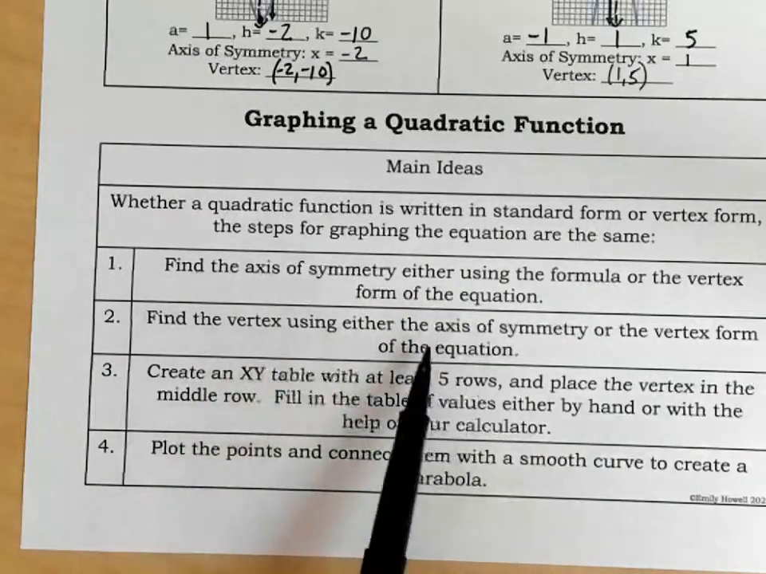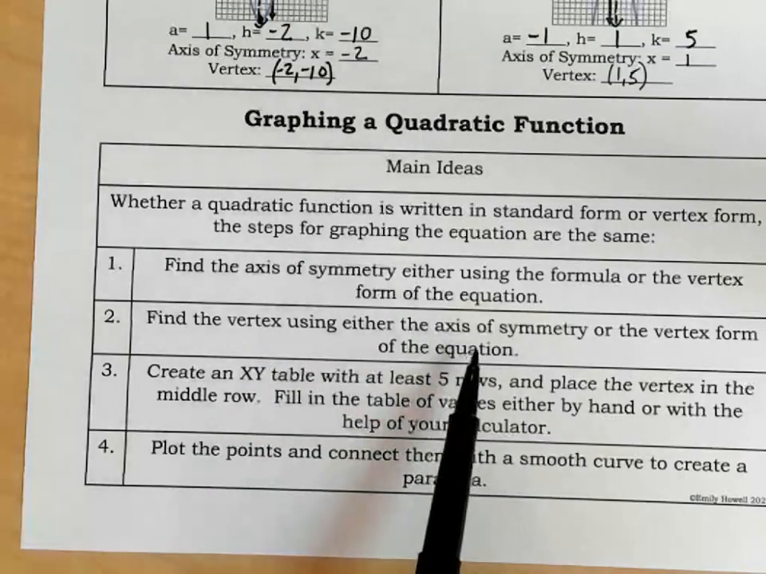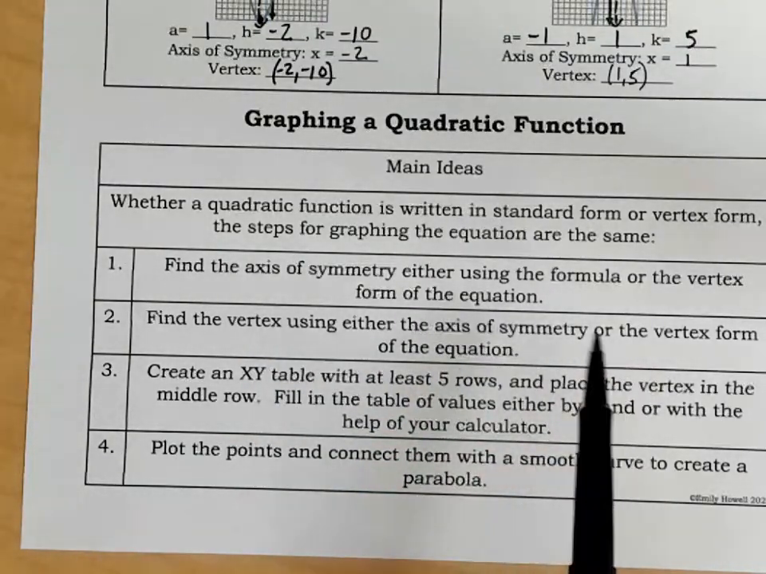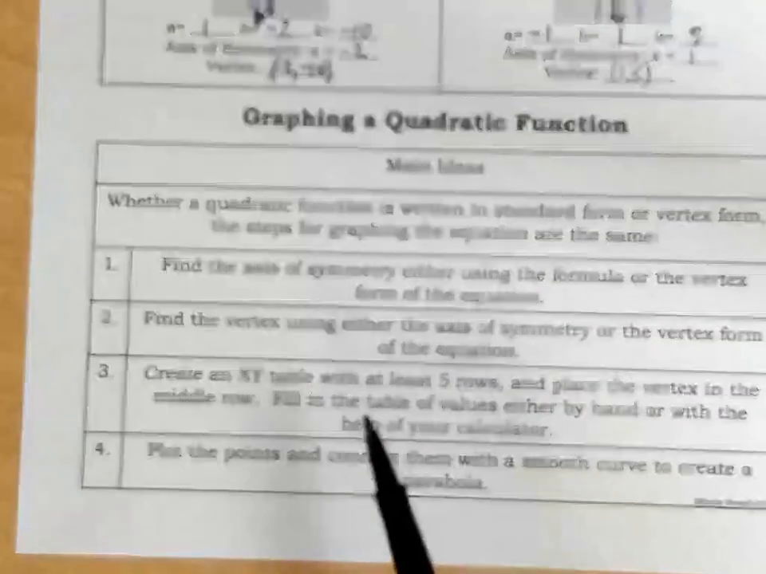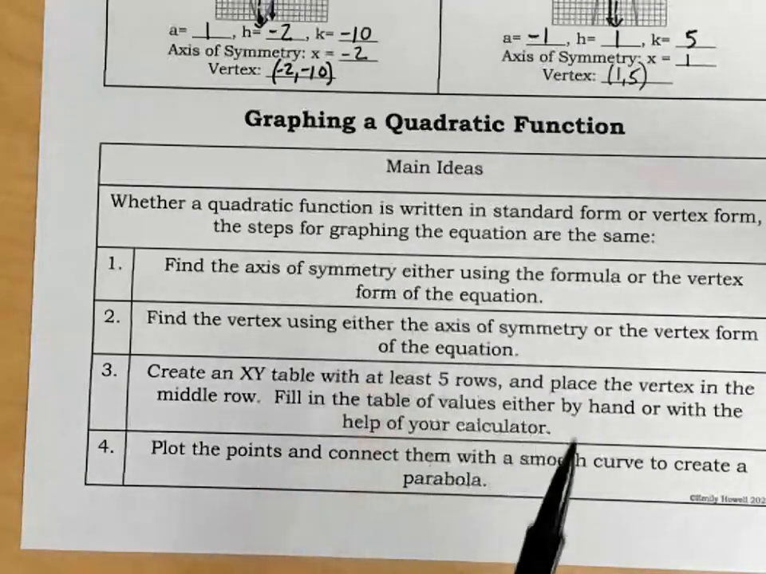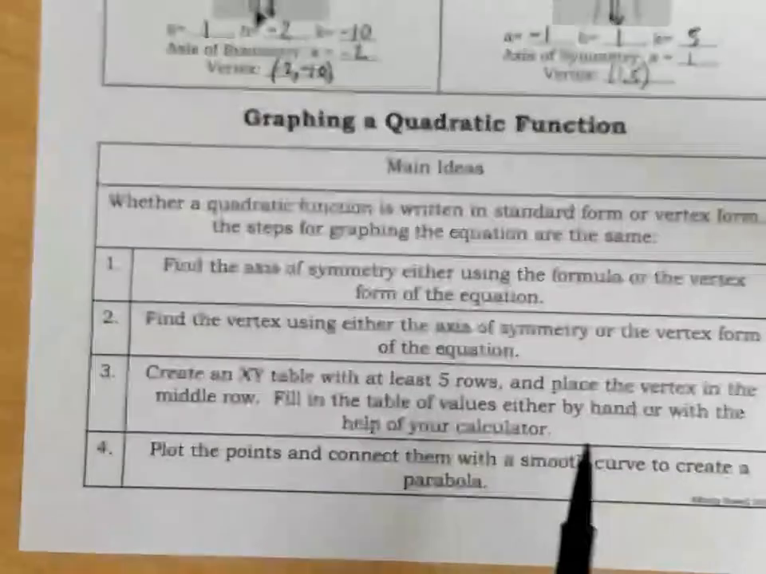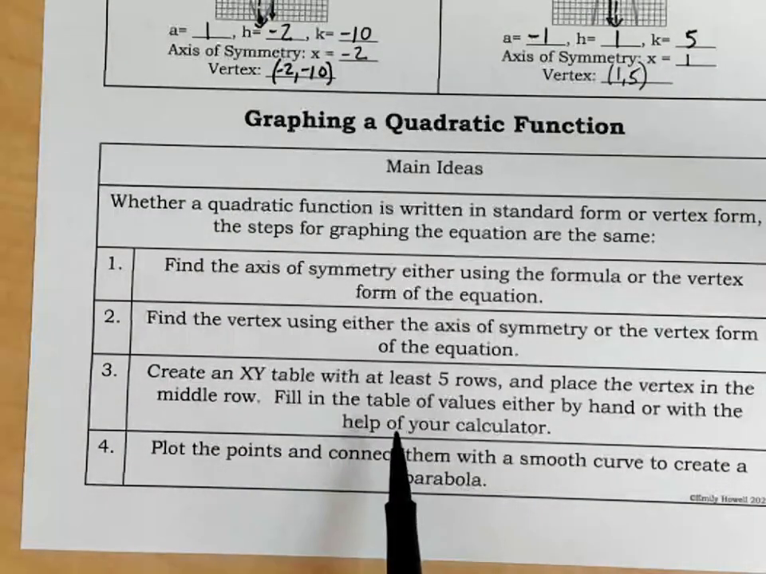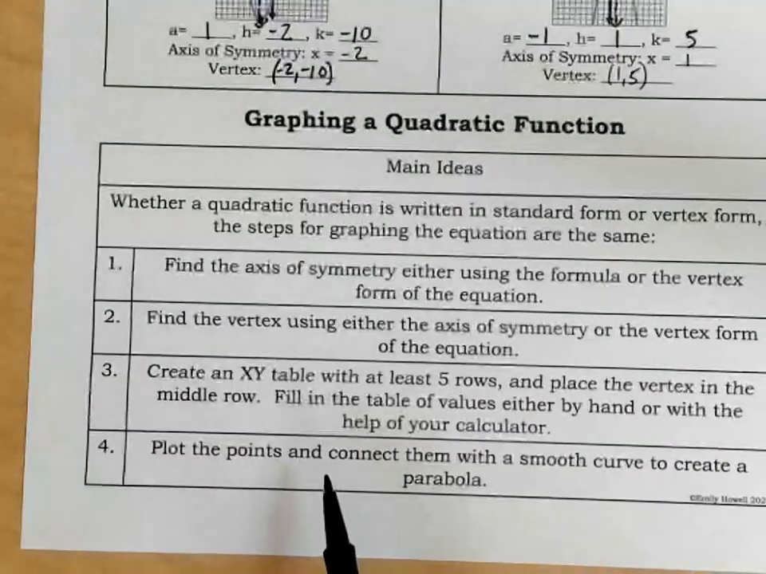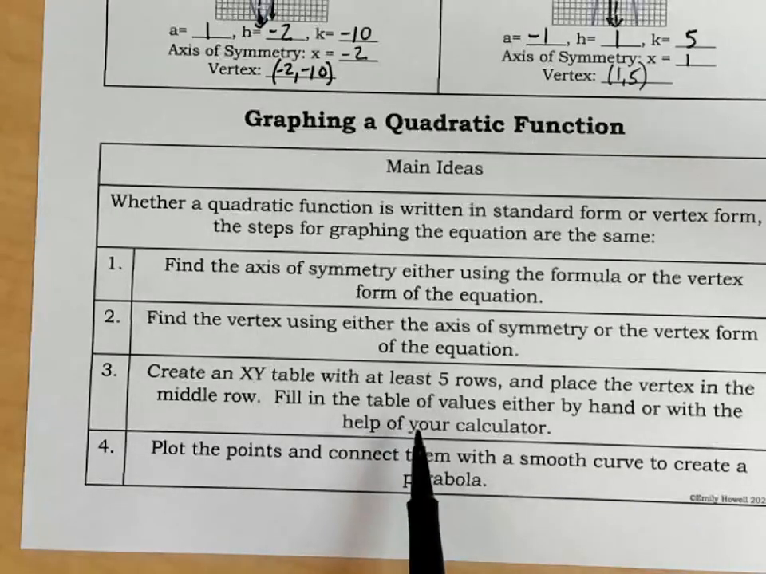You also need to find the vertex, whether you're using that axis of symmetry and plugging it into the standard form, or you're taking the vertex straight from that form. Either way, you need that vertex. Once you have the vertex, you're going to create an XY table that has at least 5 points. That's the bare minimum that you need to create a good looking parabola.